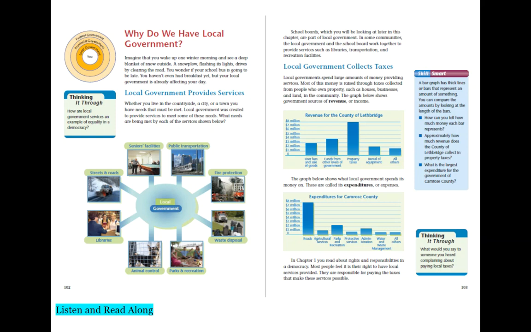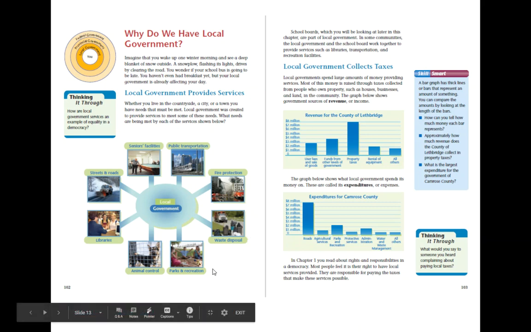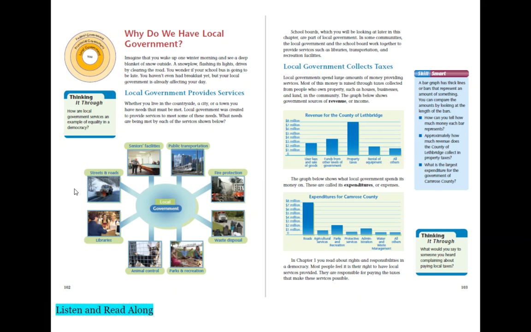Local government provides services. Whether you live in the countryside, a city, or a town, you have needs that must be met. Local government was created to provide services to meet some of those needs. What needs are being met by each of the services below? Public transportation, fire protection, waste disposal, parks and recreation, animal control, libraries, streets and roads, senior facilities.